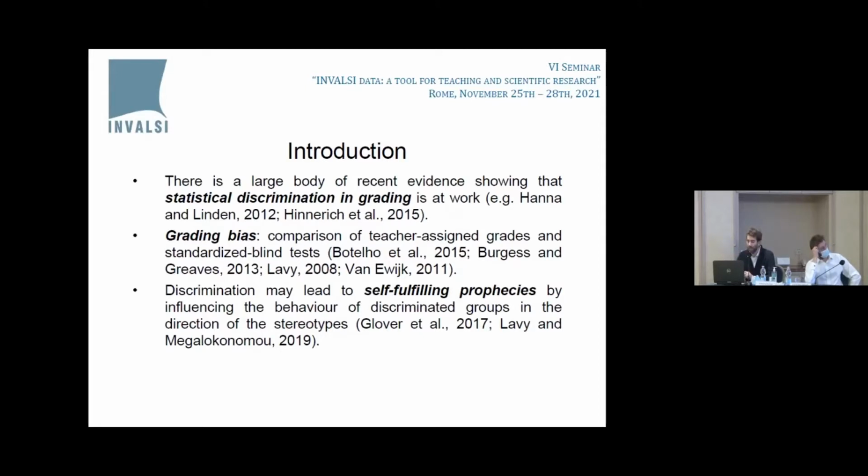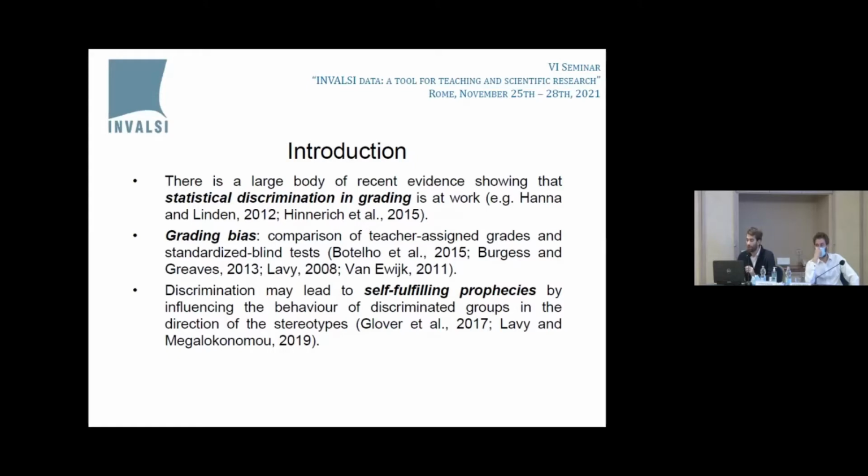Usually, when we talk about discrimination in grading, there is a concept that is very important. It's the concept of grading bias. Grading bias means that teachers may systematically underassess students based on some observable characteristics, such as, for example, gender or migration background. In this case, we just focus on migration background.